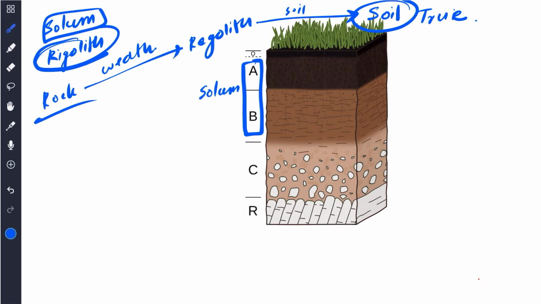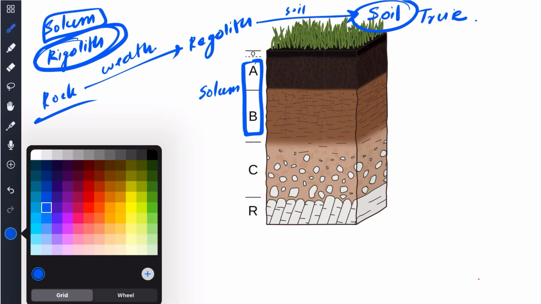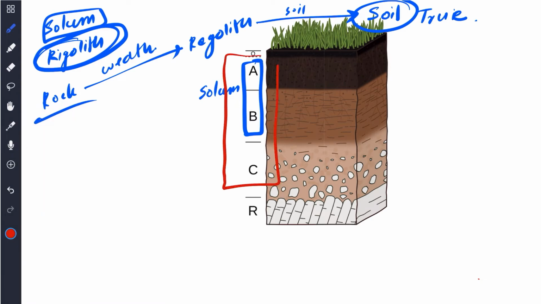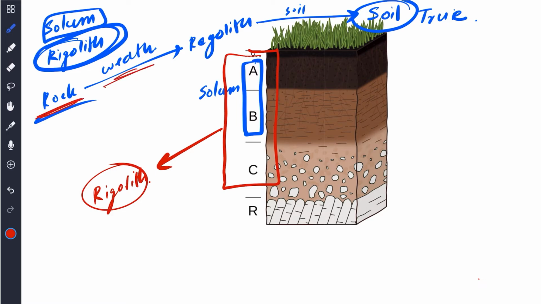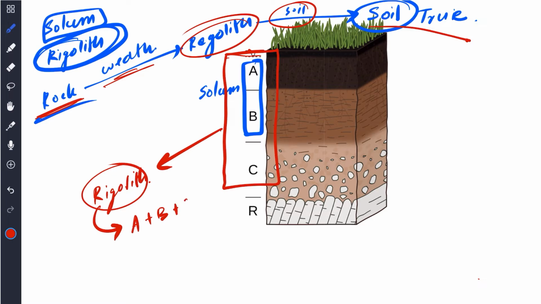So what is the regolith? The A, B and C, these three horizons make up the regolith. If you give the definition, you go for this: the rock undergoes weathering, forms the regolith, on which the soil forming factors work and form the true soil. And in case of the soil profile, you will write that regolith is nothing but A plus B plus C, and the solum is just A plus B. So this is the concept.